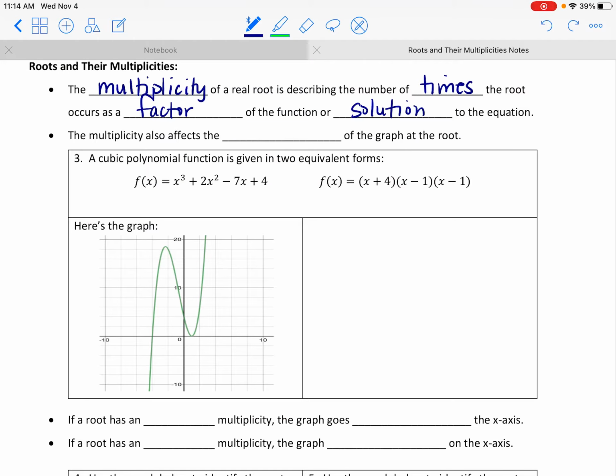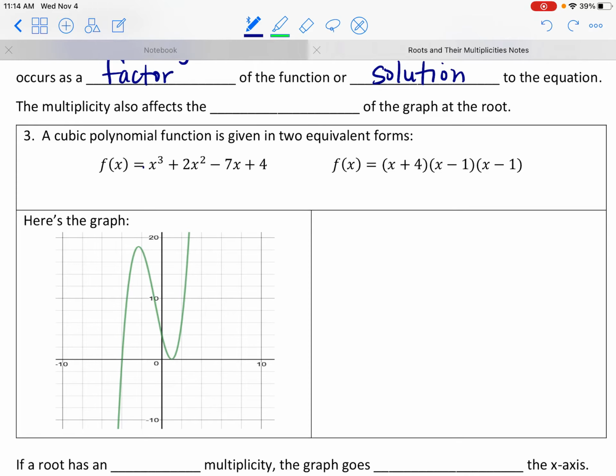Okay, so here is a cubic polynomial function in two equivalent forms. Here's the standard form of f of x, and then here's the factored form. It's the same function, I just put it in two forms to help you see how the multiplicity of our roots, or our factors, affects the behavior of our graph at the root.